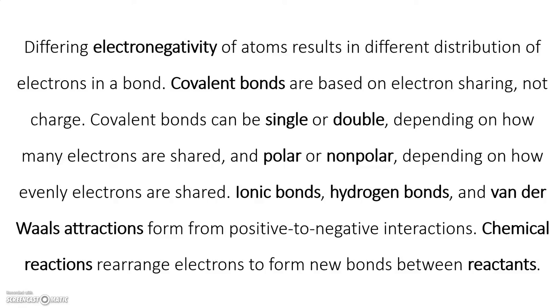Differing electronegativity of atoms results in different distribution of electrons in a bond. Covalent bonds are based on electron sharing, not charge. Covalent bonds can be single or double, depending on how many electrons are shared, and polar or nonpolar, depending on how evenly electrons are shared. Ionic bonds, hydrogen bonds, and van der Waals attractions form from positive to negative interactions. Chemical reactions rearrange electrons to form new bonds between reactants.